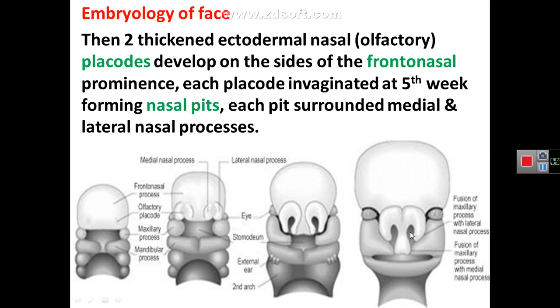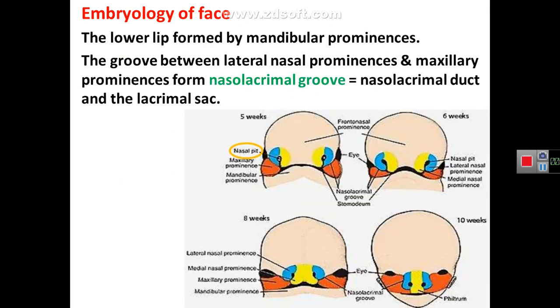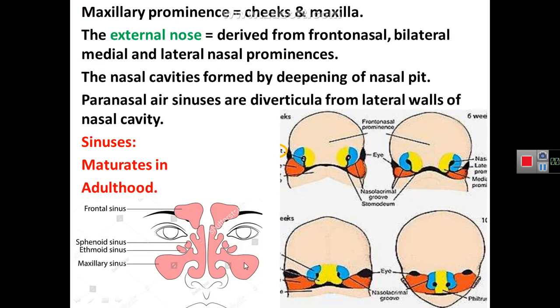The nasal pits, as we said, will be deepened to form nasal cavities. And the nasal cavities formed will branch, forming the paranasal air sinuses. Therefore, the paranasal sinuses are branching of the nasal cavity, which is formed by deepening of the nasal pits.